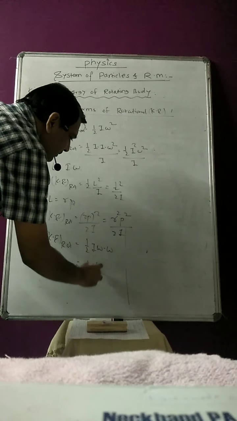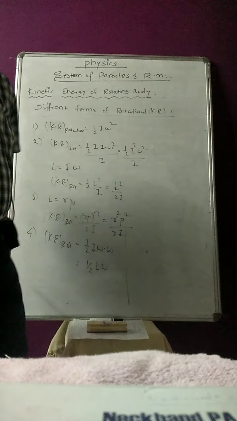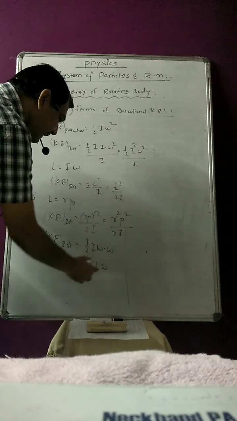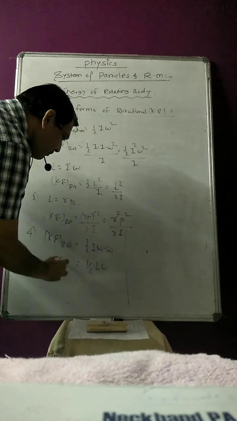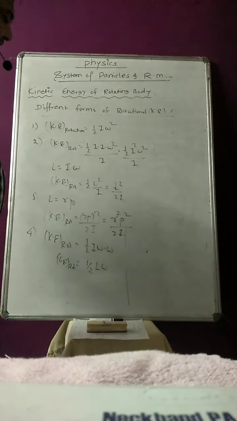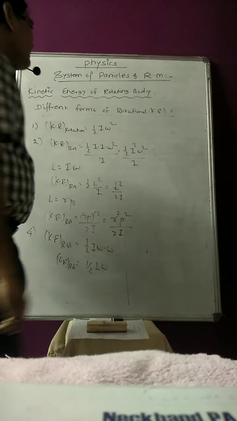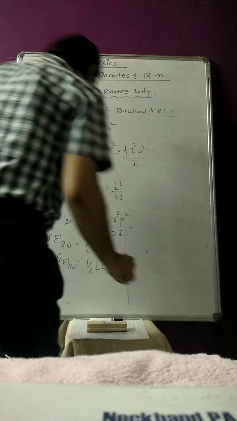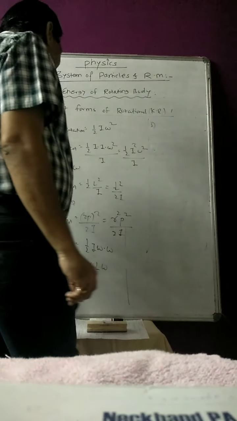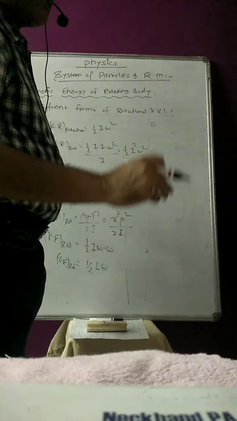So that is equal to 1/2 L into omega. Okay, so that is another form in terms of angular momentum. Kinetic energy of rotation is 1/2 L into omega. Now I want to write the angular velocity in terms of the linear frequency.